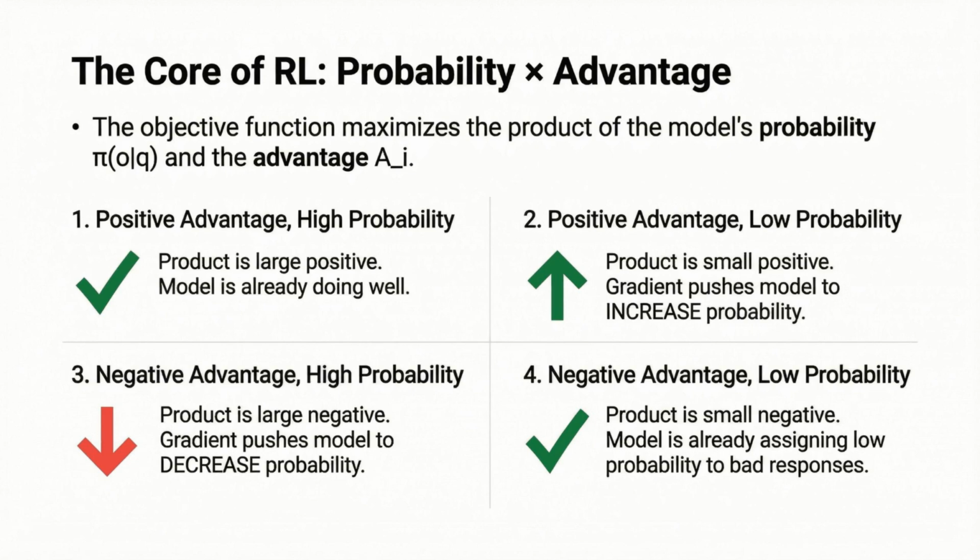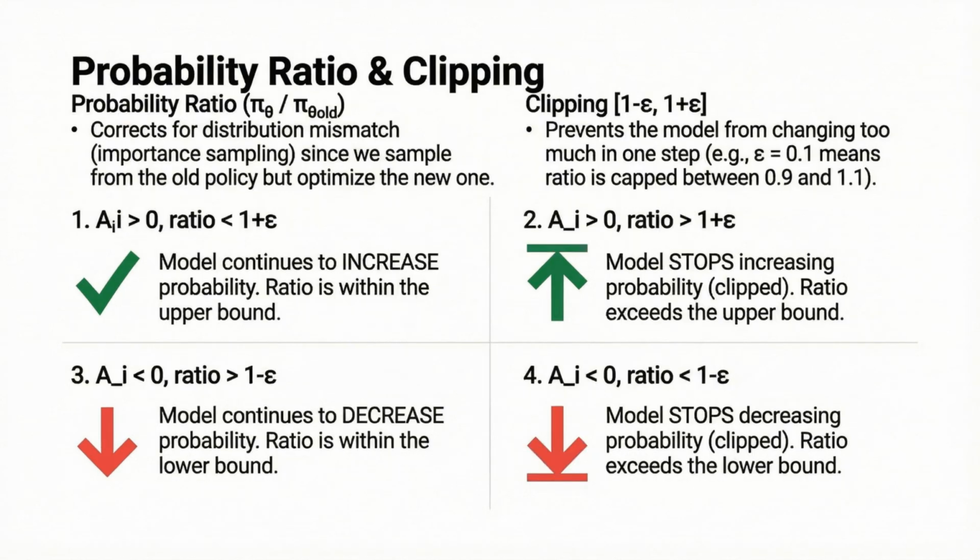This simple yet powerful mechanism is how the gradient pushes the model to generate more of what is good and less of what is bad. This is the essence of how GRPO and RL in general learn. Let us revisit the PPO objective and specifically the clipping mechanism. Why do we need to clip the probability ratio?